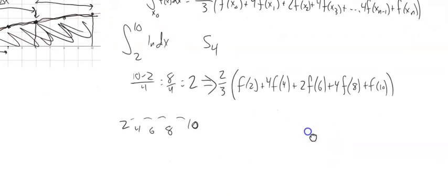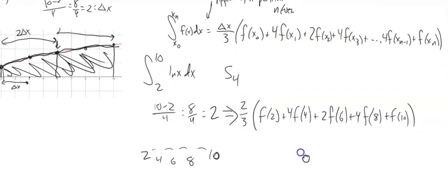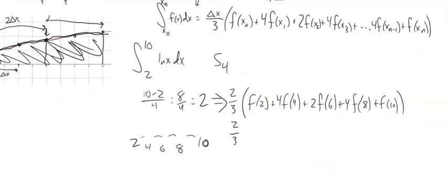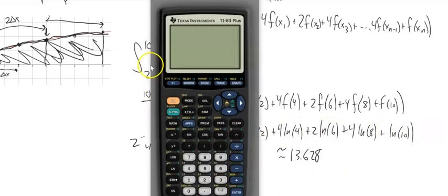So here we go. Notice my function is natural log of x. Should have been an x in there. Sorry. Natural log of x. So really, I'm going 2/3 times natural log of 2 plus 4 natural log of 4 plus 2 natural log of 6. And I can shove that onto my calculator. I get about 13.628. And again, you can shove that directly into your calculator, just like it is.